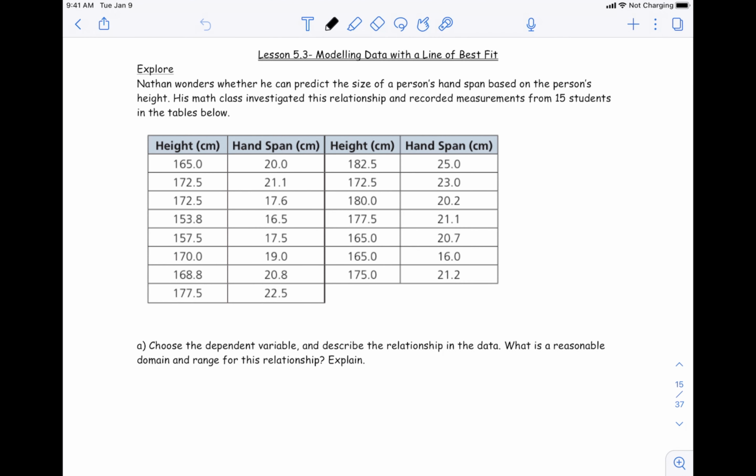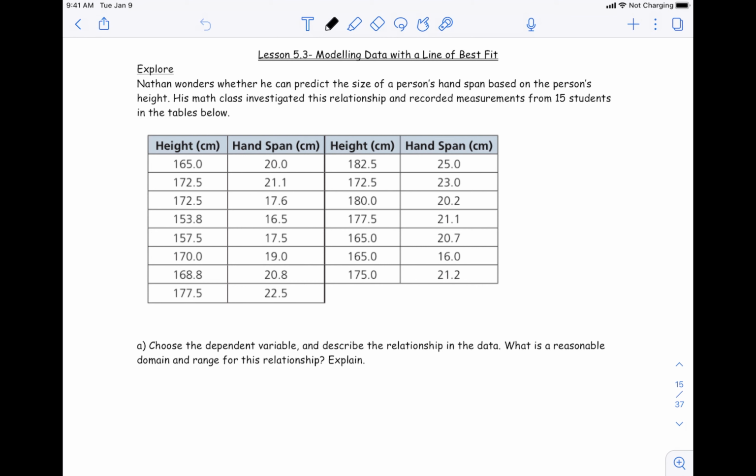5.3, which is the polynomials unit, modeling data with a line of best fit. So Nathan wonders whether he can predict the size of a person's handspan based on the person's height. His math class investigated this relationship and recorded the measurements from 15 students in a table below.